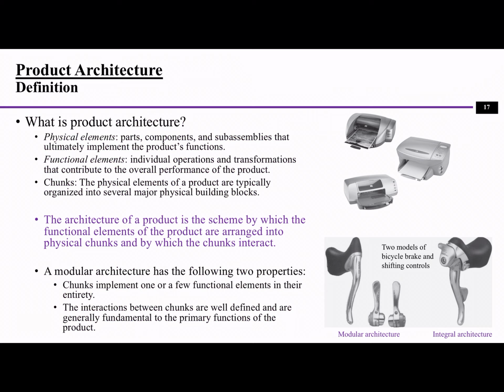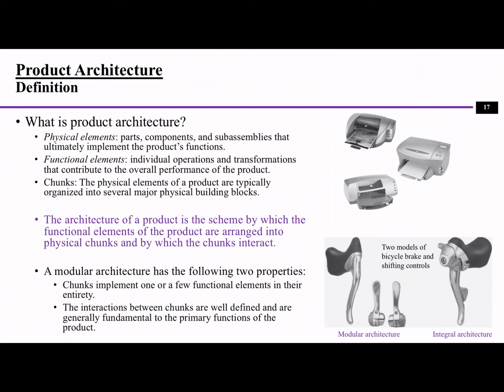All right. So after we select the concept, the next phase of the 6 phases of product design is the product architecture. Well, first we need to understand what product architecture is. There are several definitions or terms we need to understand here. First is the physical element. The physical elements of the product are the parts, components, and or sub-assemblies that ultimately implement the product's functions. Right? These are physical components, something we can see.